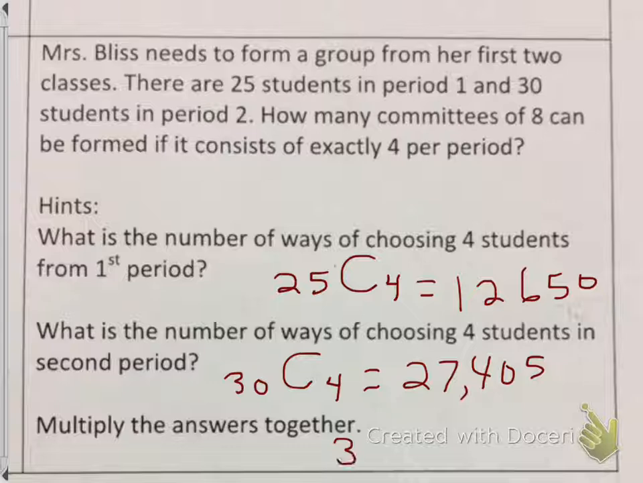So this number, when you multiply it together, is actually really large. We put our commas back in that. We're at 346,673,250. So this is how we're doing some combinations and permutations today.